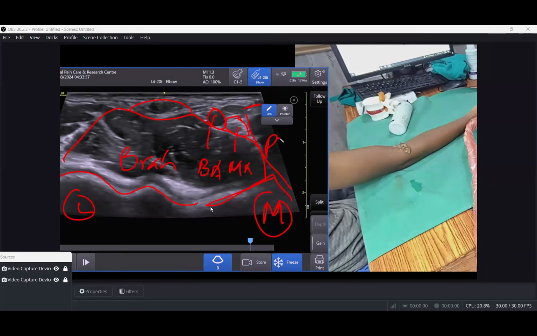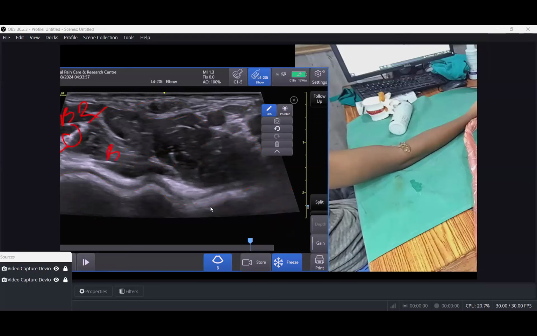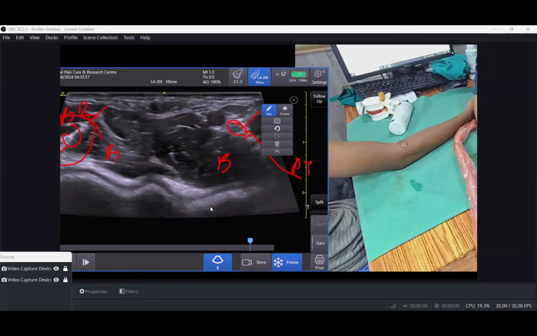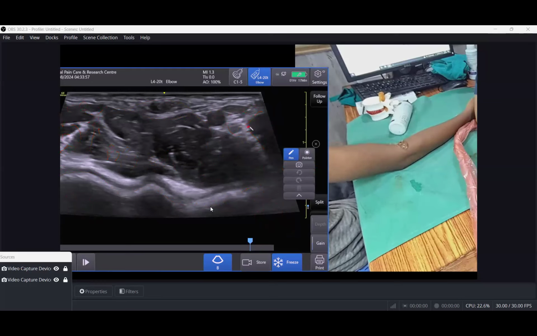Between the brachialis and brachioradialis, there is one nerve, which is known as the radial nerve. And between the brachialis and pronator teres, this one is the median nerve. So basically, in between the brachialis and brachioradialis, you will be identifying the radial nerve, and between the pronator teres and brachialis, you will be identifying the median nerve. Okay, and this small hypoechoic nerve is the radial nerve. So this is the home page if you are scanning the elbow joint.